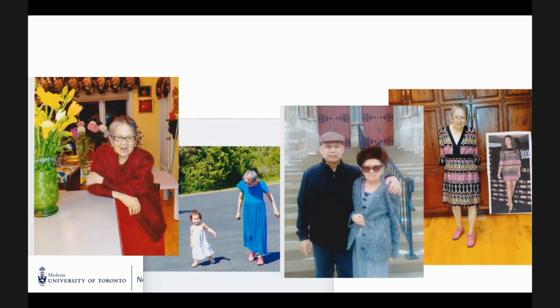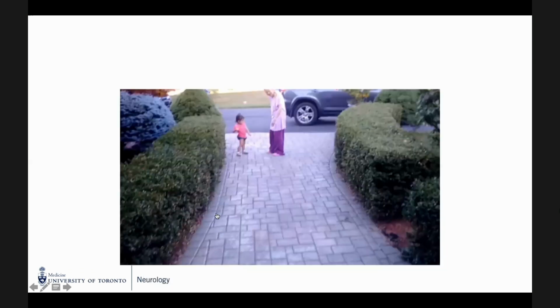As you can see here in these pictures, she was quite a character. She really liked fashion, and she liked to go to the casino with her husband. And this was her granddaughter that she enjoyed. And I'm just going to show you a video now of her with her granddaughter.